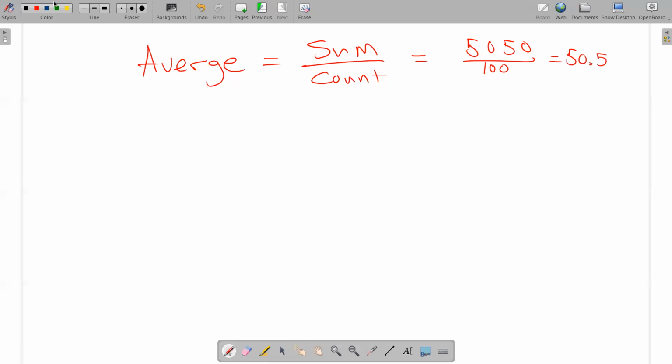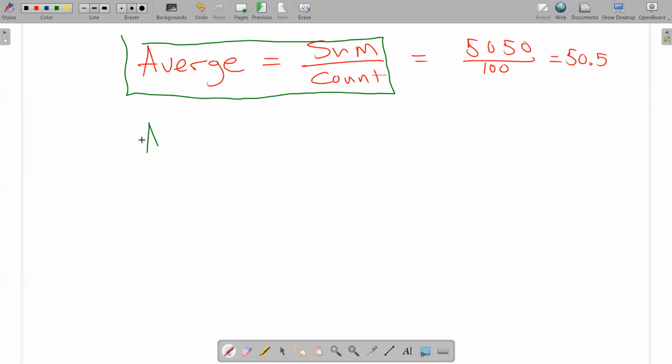Now it turns out I can use this formula in a different direction. Instead of taking the standard way of looking at it and saying that average is the sum over the count, what I can do instead is solve for the sum. So I could rewrite this by multiplying the count to the other side. So I could say that if I take the average, multiply that by the count, that's going to give me the sum.